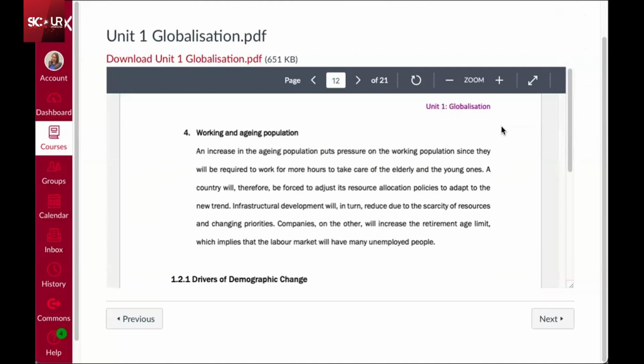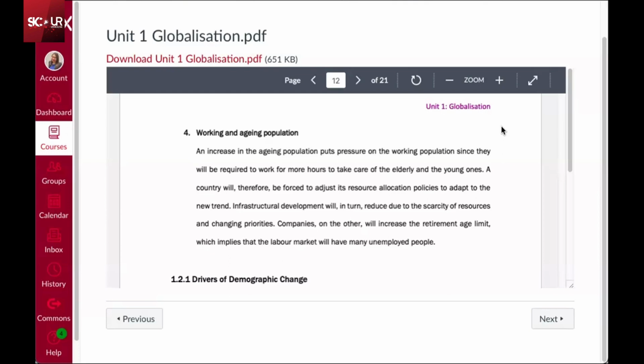Working and aging population. This is actually a worldwide problem, where we have a lot of aging population. When I say it's a problem, it's because the birth rate, or the fertility rate, is much lower and has declined over the years. So there is an increase in aging population, but the fertility rate is lower. So we have a smaller young generation compared to the aging population.